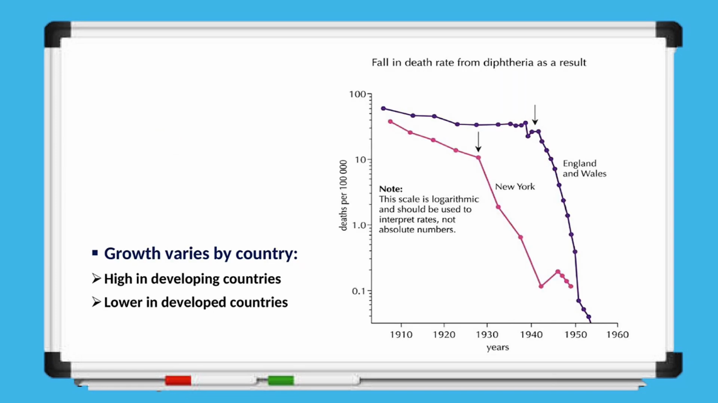The second graph shows the dramatic fall in death rates from diphtheria in New York and England and Wales between 1910 and 1960. Notice that the graph uses a logarithmic scale to show changes in death rates rather than absolute numbers. In both regions, death rates fell sharply after the introduction of widespread vaccination programs. This demonstrates how medical advances and immunization can greatly reduce deaths from infectious diseases.